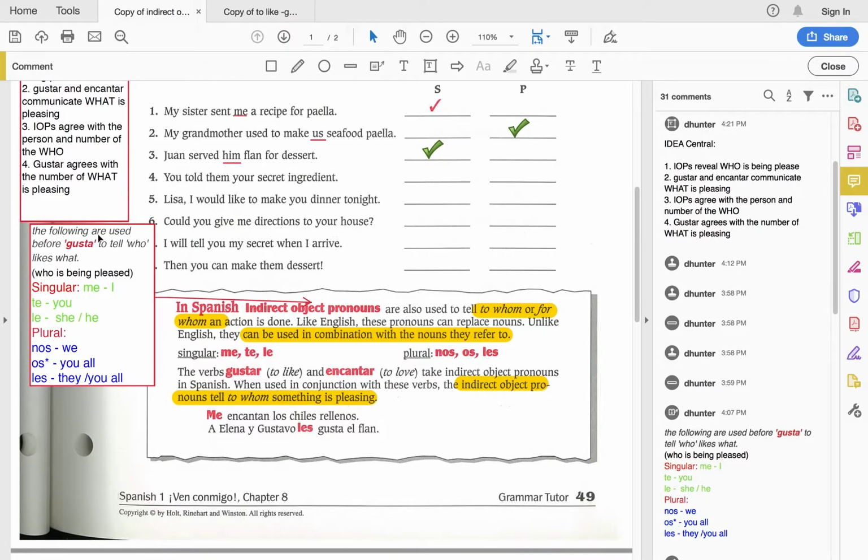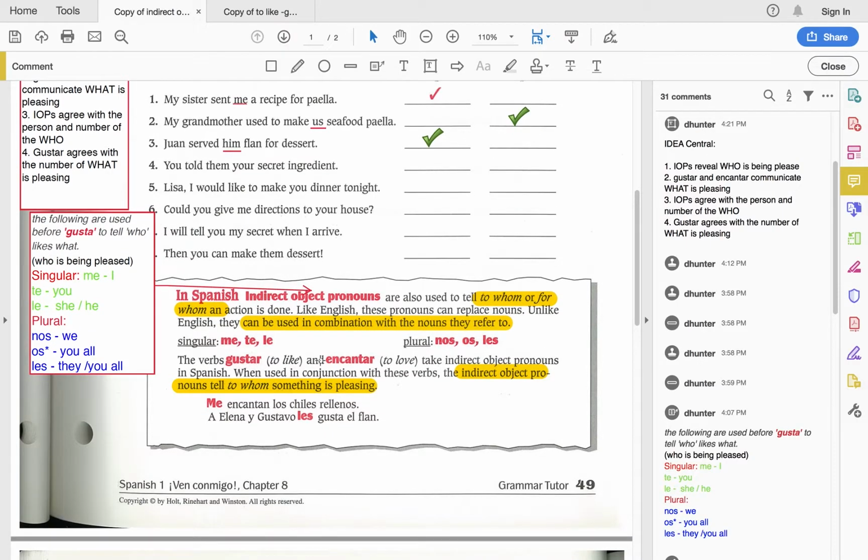Una cosita que quiero mostrarles es el significado de cada uno de los IOPs. The following are used before gusta to tell who likes what. If you don't have these in your notes or you want to refresh your memory, I have them here color-coded by singular and plural. Again, this is me, not me. Me is talking about myself. Te, talking about you. Le, saying he or she. Nos, we. All right? We are being pleased. Os, you all are being pleased. Les, they are being pleased. All right?